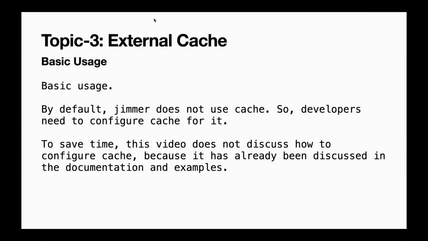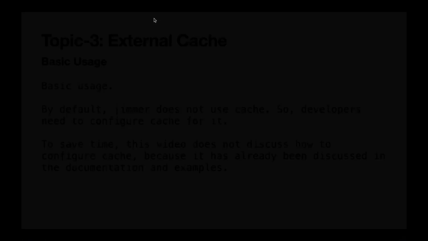Basic usage. By default, Jimmer does not use cache. So, developers need to configure cache for it. To save time, this video does not discuss how to configure cache, because it has already been discussed in the documentation and examples. Now, let's directly demonstrate the effect of cache. Switch to IntelliJ.